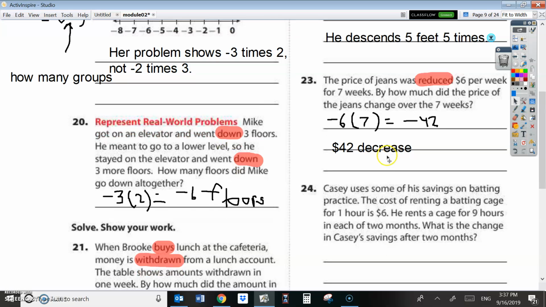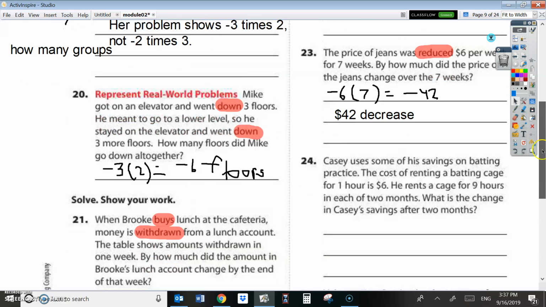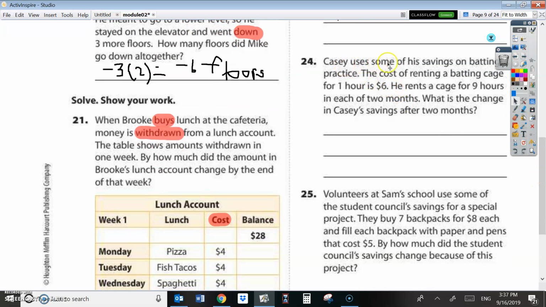Alright, next page, next problem. Casey uses some of his savings on batting practice. The cost of renting, cost is a negative amount. Cost of renting a batting cage for 1 hour is $6. He rents a cage for 9 hours in each of 2 months. What is the total change? So we have several things to think about here. 9 hours, 2 months, and then 1 hour is $6.